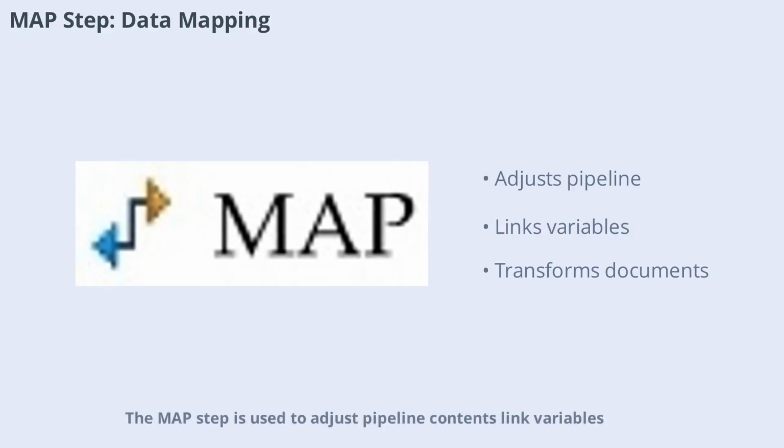Map step is used to adjust pipeline contents, link variables, add or drop fields, and initialize values. It's especially useful for preparing data for subsequent steps or cleaning up after processing. Map steps support document transformation and hard-coded value assignment, enhancing flexibility and data integrity.